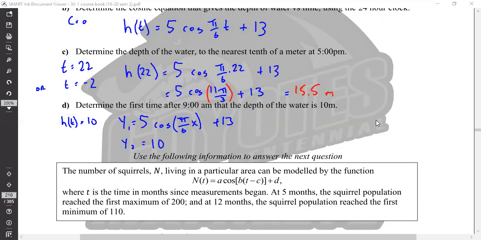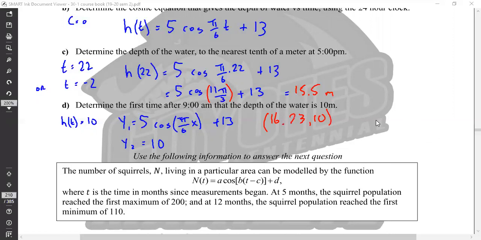On a TI, you'll need to find the intersection point. On a Casio, you can do G-Solve. We know a y value, so G-Solve and then X-Calc when y is 10. Either way, we get this as a point: 16.23, comma 10 is our point here.